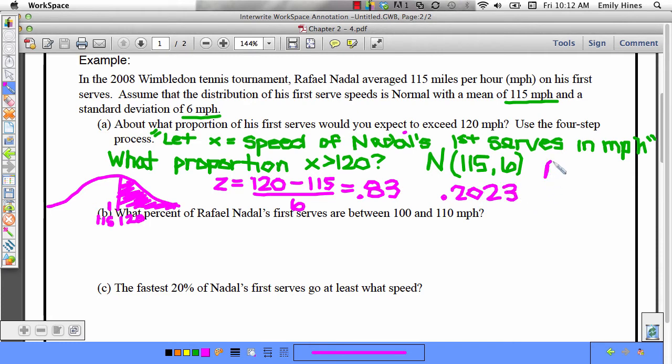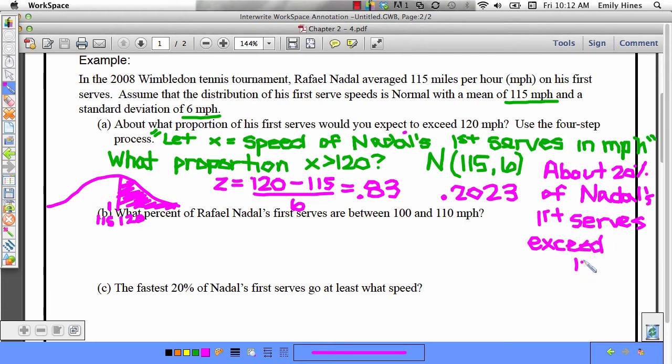So to conclude, we would say about or approximately 20% of Nadal's first serves exceed 120 miles per hour. Okay, that's how to do it in all four steps: state, plan, do, conclude. Okay, so let's look at the next problem.